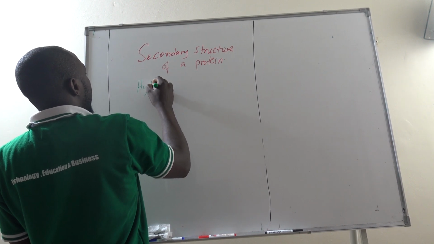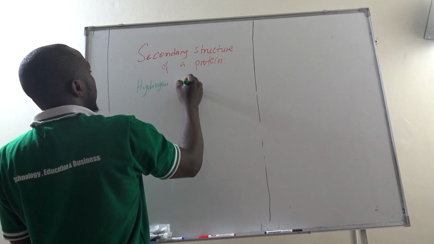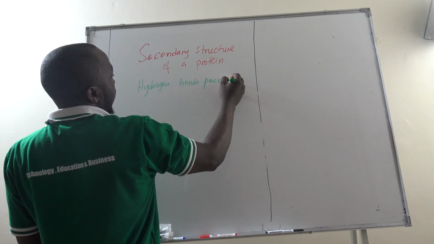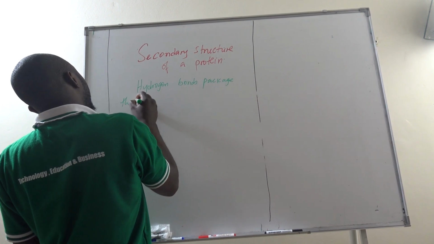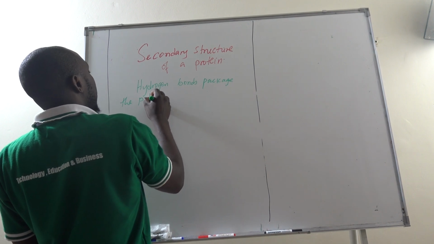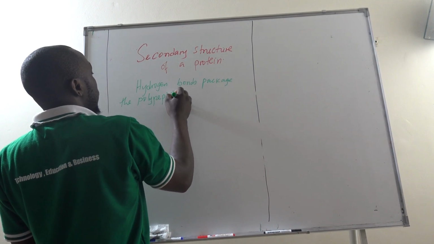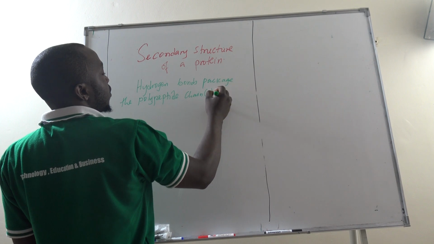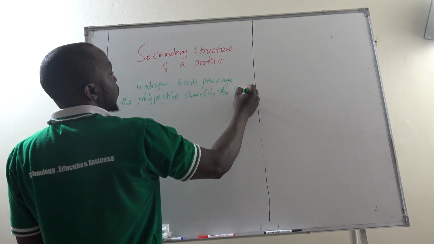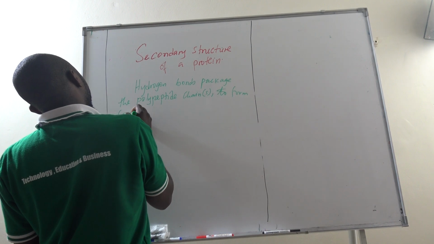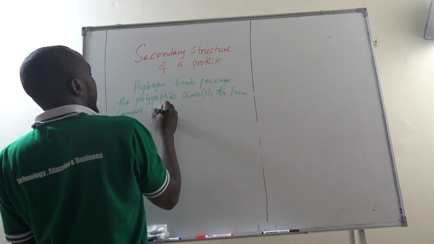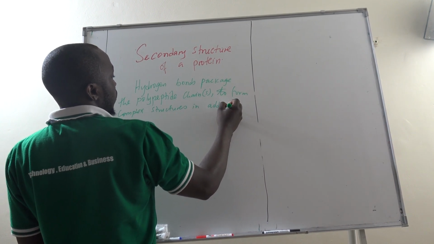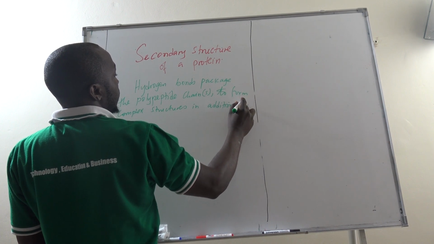hydrogen bonds package the same polypeptide chain, or chains, to form complex structures, in addition to the peptide bonds.